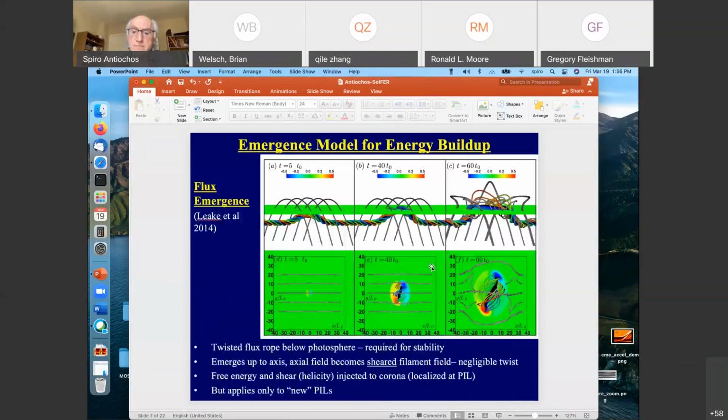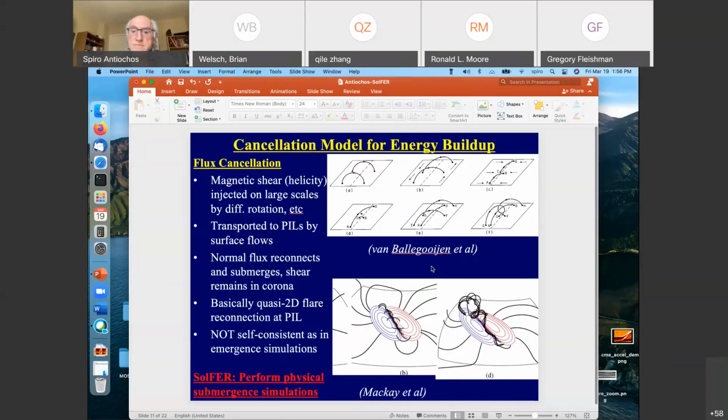So that's what tether cutting does. You can imagine this process occurs. See this process right here where you have this very strong shear. Suppose this reconnection occurred actually higher up in the corona. You can think of this as a sheared filament channel, and this would be tether cutting right up here, if this occurred up in the corona.